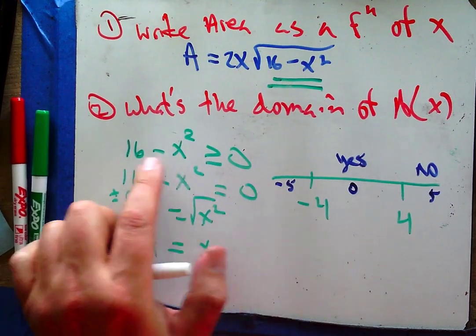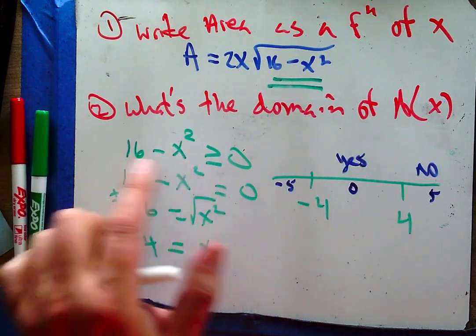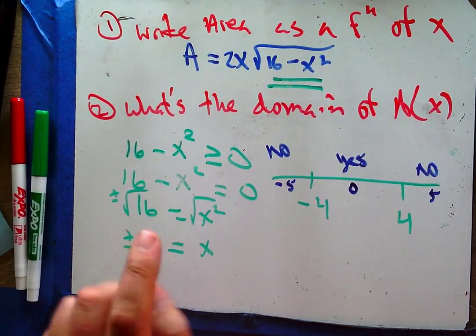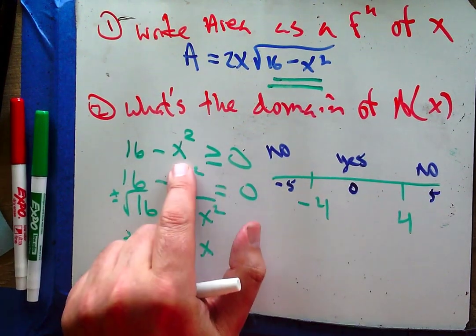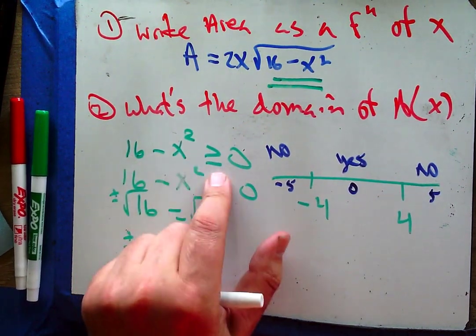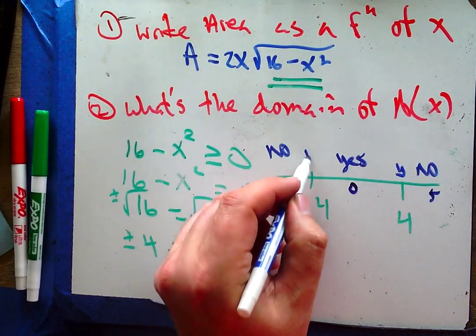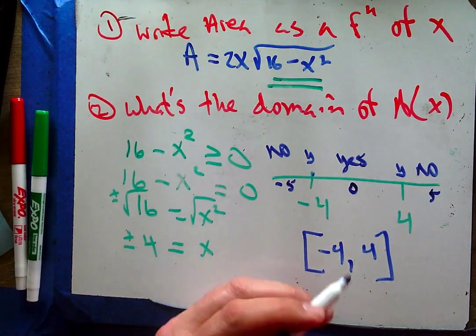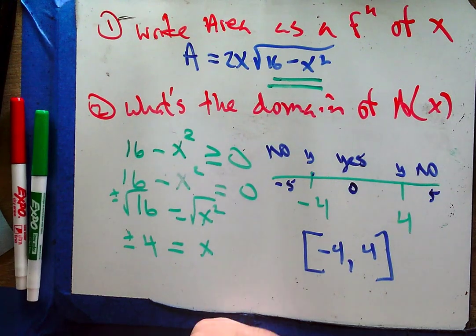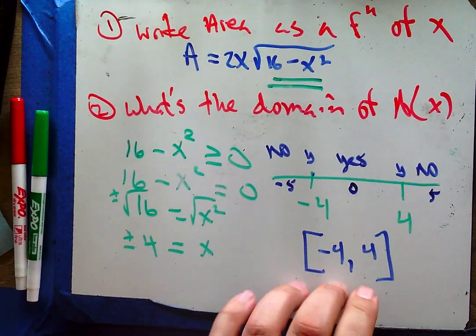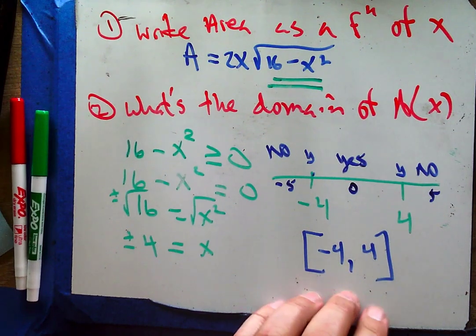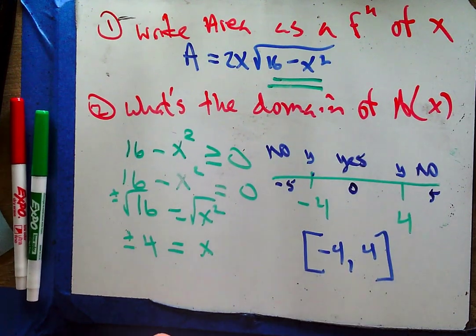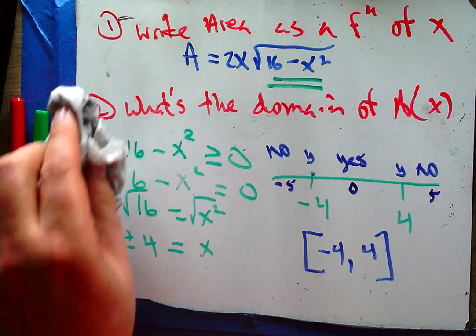And if I plug in a negative 5, negative 5 times negative 5 is still positive 25. 16 minus 25, no, that's not greater than or equal to 0. And if I plug in the point 4, 4 squared is 16. 16 minus 16 is equal to 0. So that's a yes, and that's a yes. So my domain is negative 4 to 4. So going back to the question, what's the maximum area? Well, I know the maximum area is going to occur somewhere between x equals negative 4 and x equals positive 4. All right, well, that can help.